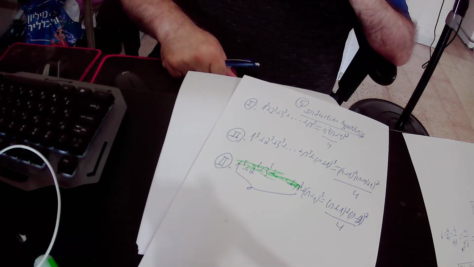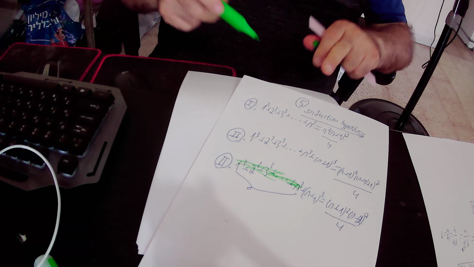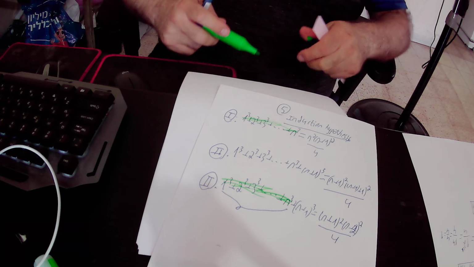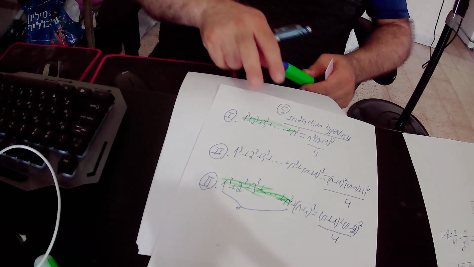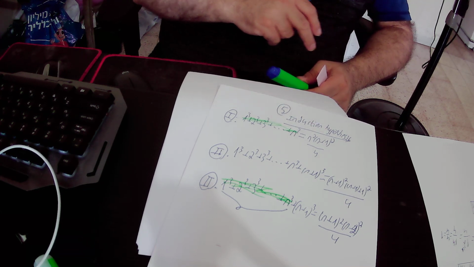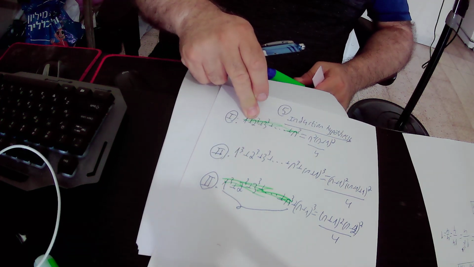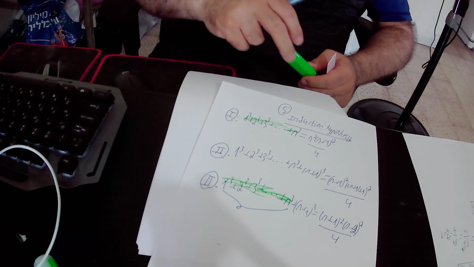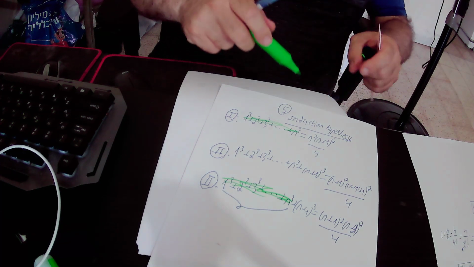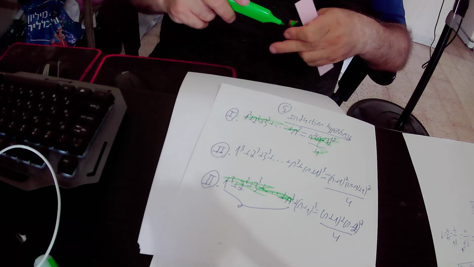Actually, this expression is identical to this expression, but this expression equals n squared times n plus 1 squared divided by 4. And because this expression equals this expression, this expression equals also this expression. So we can substitute the two expressions between them.